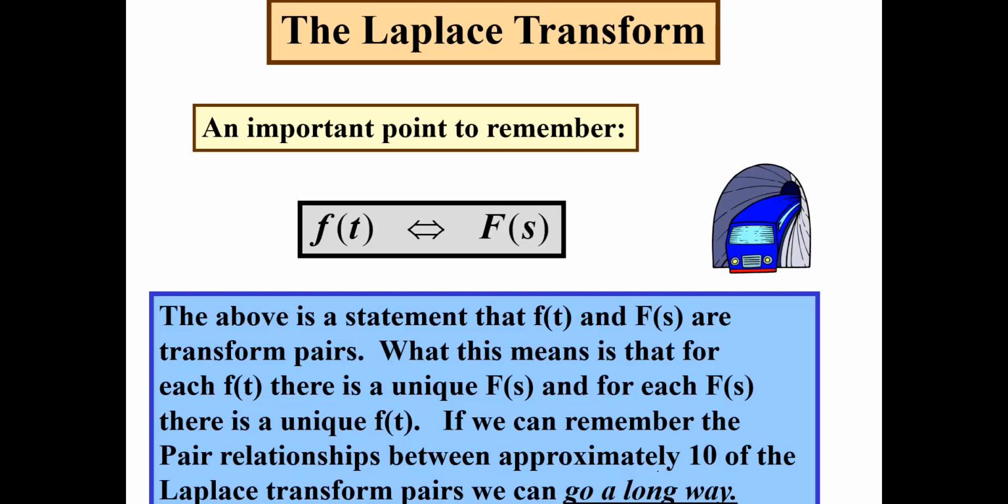And then you have to remember that if we have a specific function in the time domain, and we transform it to the s domain, if we inverse back, we can get the similar result. So it means that f(t) and F(s) are transform pairs. Each f(t) has a unique F(s), and for each F(s) there is a unique f(t).